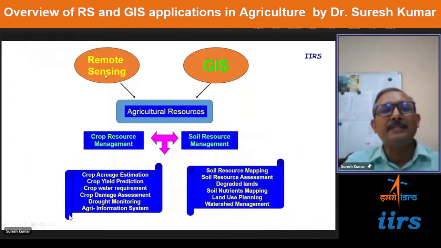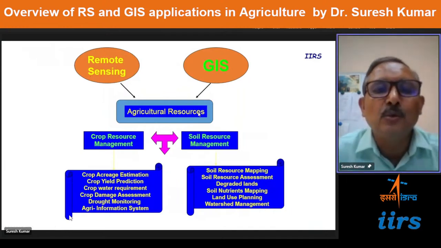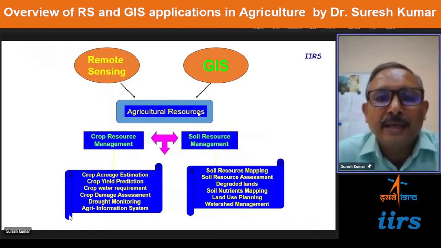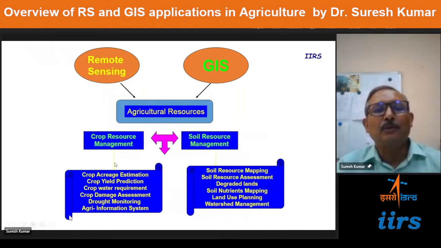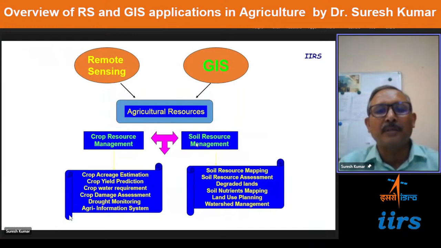Remote sensing and GIS together we call geospatial technology, and this geospatial technology is used for agriculture resource management. When I talk about agriculture resources, there are two broad areas: one is crop resource management, and the other is soil resource management. Crops are grown on the soil, so we have to manage both to optimize agriculture production.